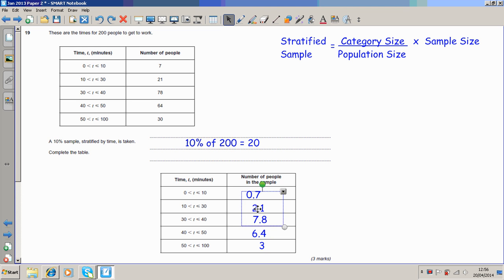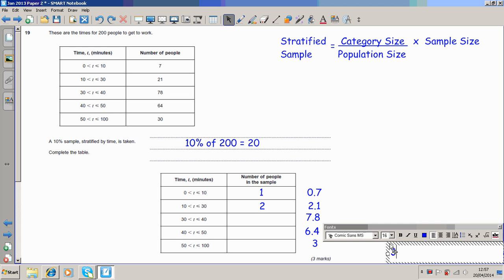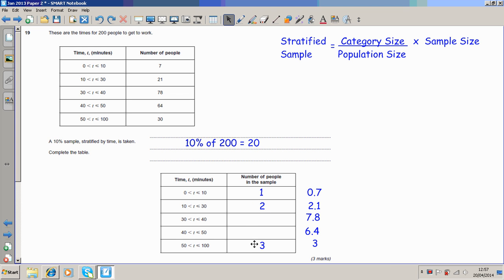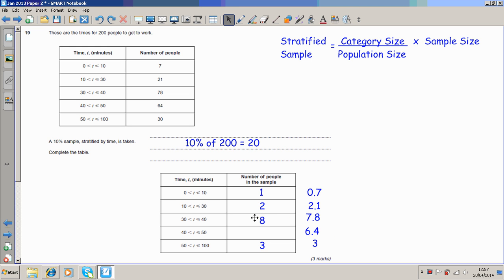Well, clearly, hopefully you're all seeing what the problem we've got here is. We can't have 0.8 of a person or 0.7 of a person, things like that, so we then need to do a bit of rounding. So 0.7 will round to 1, so 1 person from that group. 2.1 will round to 2. The 3 will keep as 3. 7.8 will round to 8. And 6.4 will round to 6.